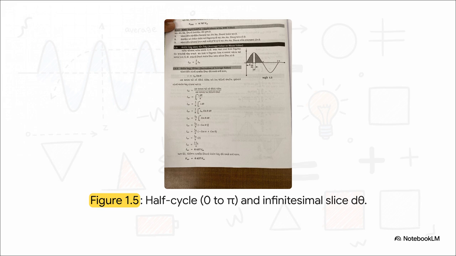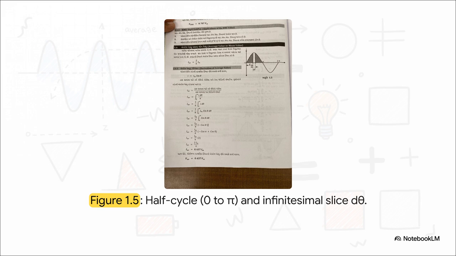Now, you might be wondering, why just the half cycle? Well, if we average the full cycle of a perfect sine wave, the positive and negative halves would just cancel each other out to 0. And, well, that's really not mathematically useful for finding our constant. So we focus entirely on that shaded area from 0 to pi.